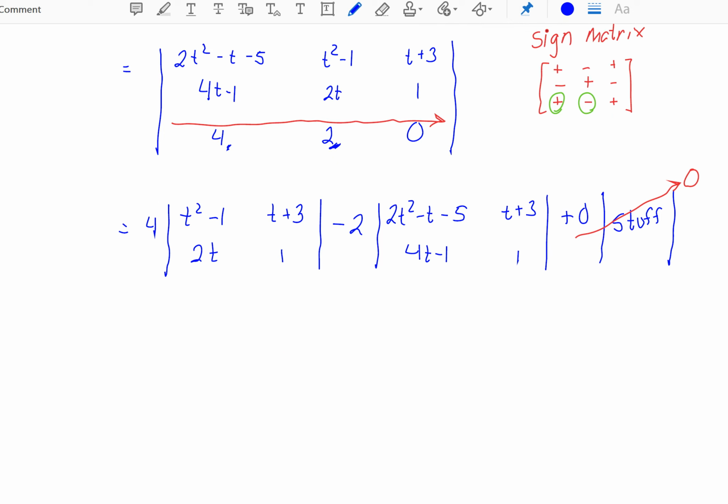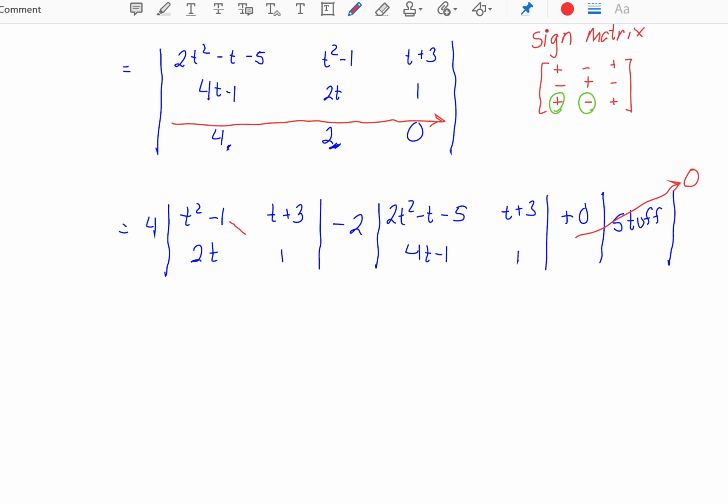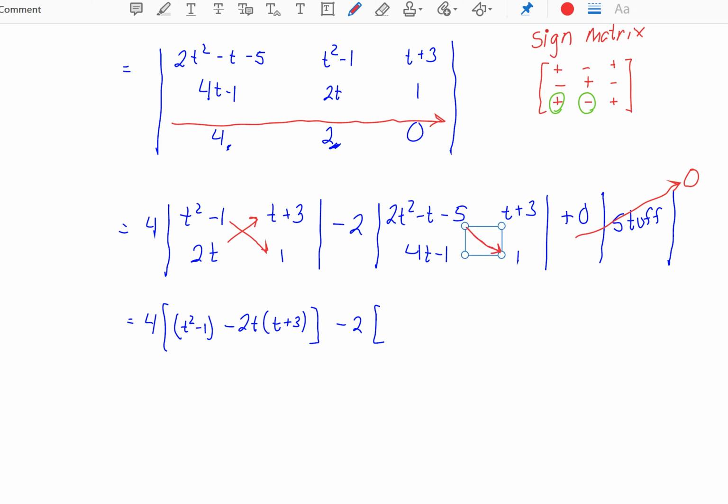So now let's take the determinants of these 2 by 2 matrices, and because they're 2 by 2 matrices, we can use the product of the main diagonal minus the off diagonal. So it'd be t squared minus 1 times 1 minus the off diagonal 2t times t plus 3, minus 2 times, again, it's a 2 by 2 determinant, so the product of the main diagonal minus the off diagonal.